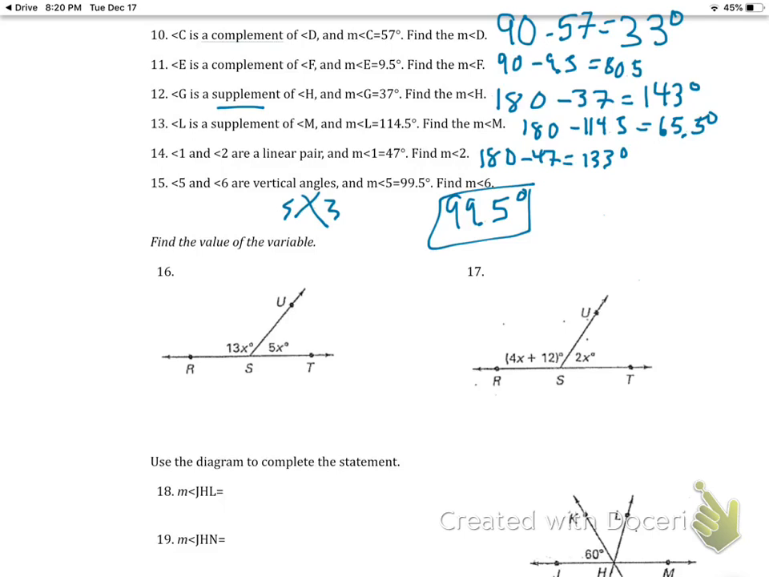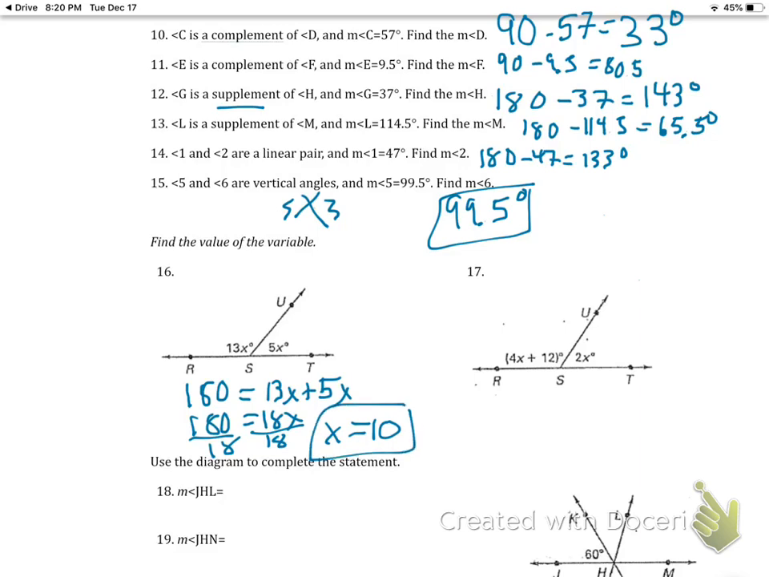Now we're looking for the value of the variable. We see that we have two angles that are adjacent, and their non-shared sides form a straight line, so we know they add up to 180. So I have 180 equals 13x plus 5x. Well, what's 13 plus 5? Well, we know that's 18x. Divide by 18. X equals 10.